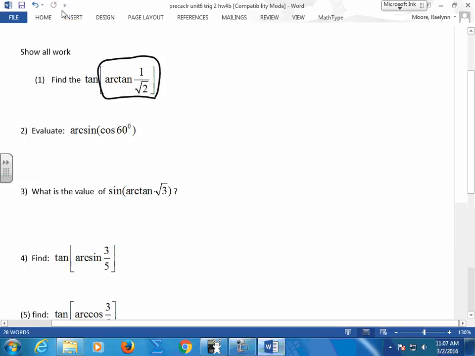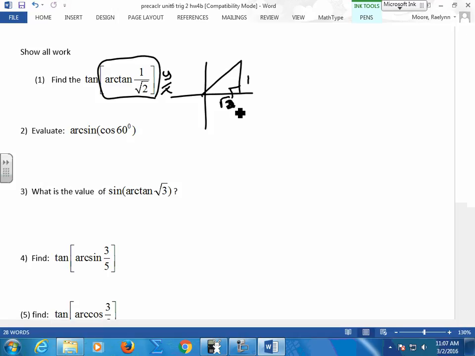What quadrants am I restricted in for tangent? 1 and 4, and out of 1 and 4, which one's positive? 1. So I start like this. I drop a triangle in 1. I label y over x. Do I recognize this to be a special triangle? No? Why? Because square root of 2. I have square root of 2, but that would be a 1, 1, radical 2. So this is not a special triangle.